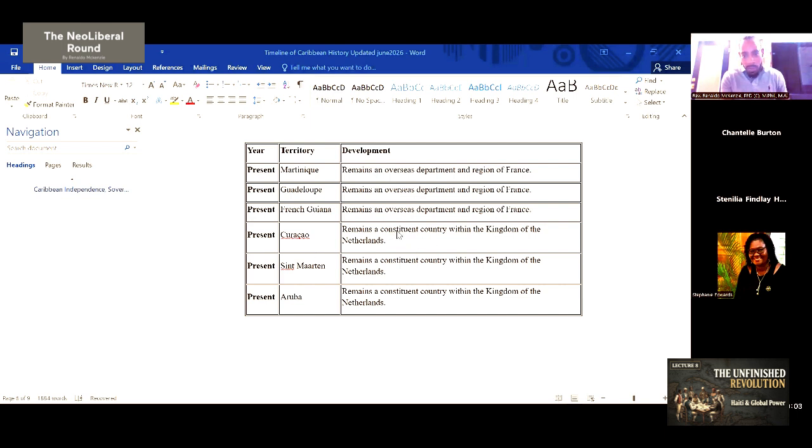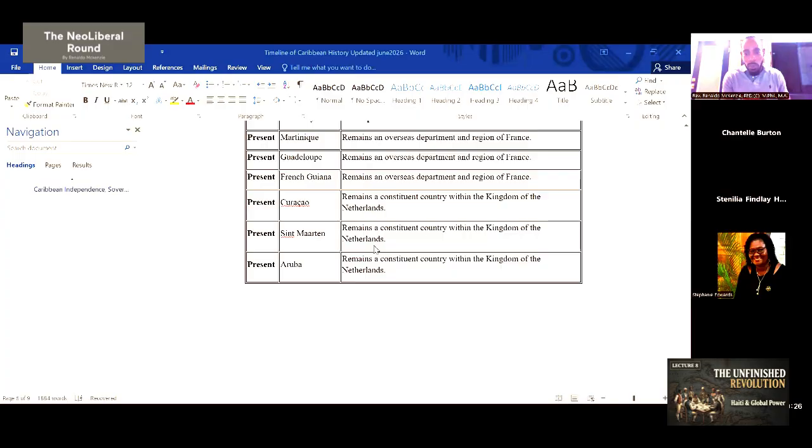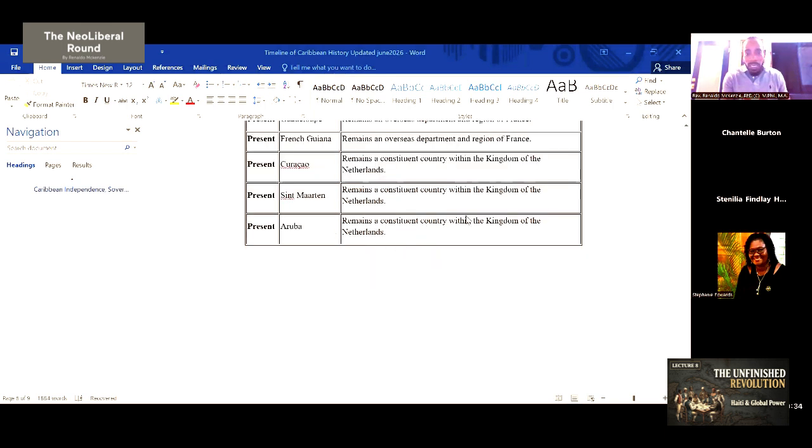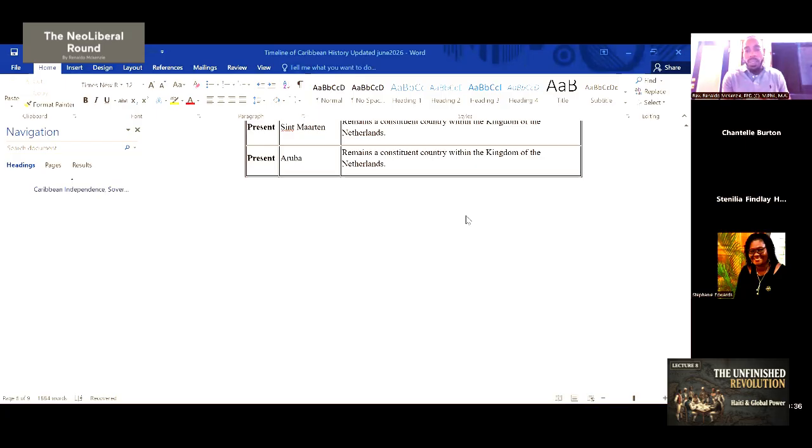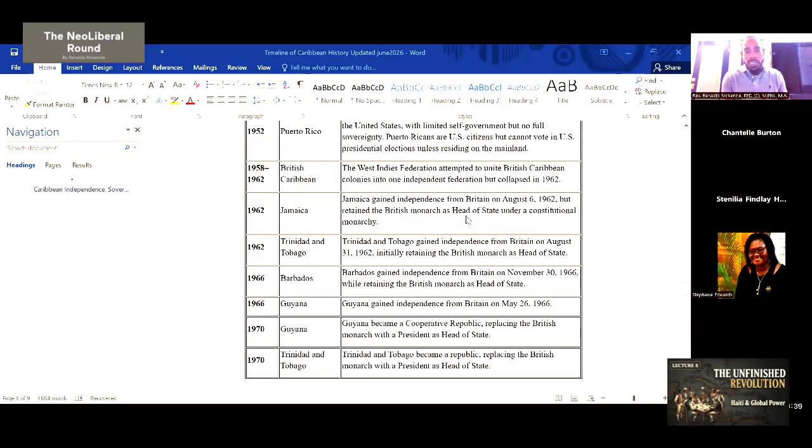Curacao remains a constituent country within the Kingdom of the Netherlands. The Netherlands has several different constituent countries, and Curacao is one of them. They were in the World Cup. Jamaica drew with Curacao, a very small country within the Netherlands. Saint Martin is also part of the Netherlands, and Aruba is part of the Netherlands. There we go. All right, so that is that.